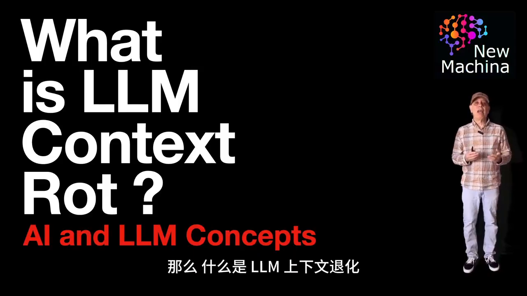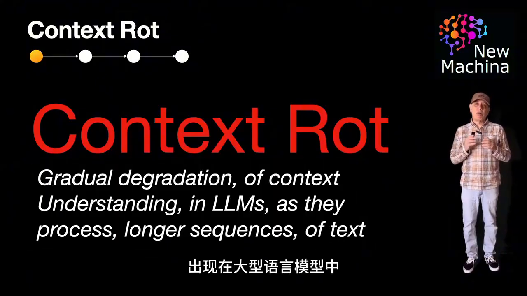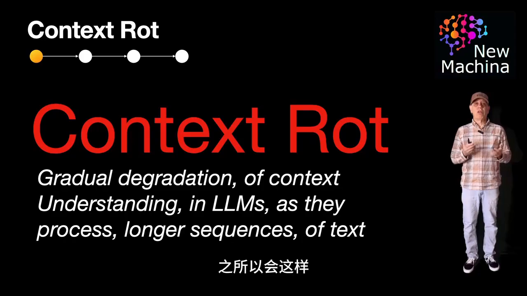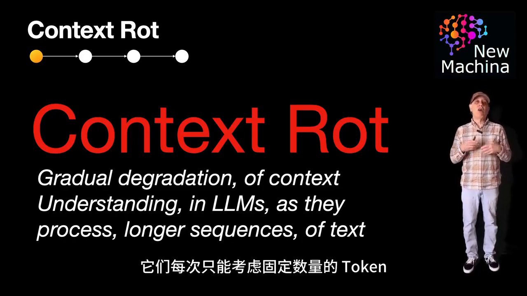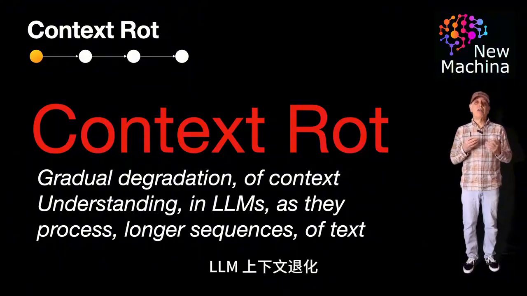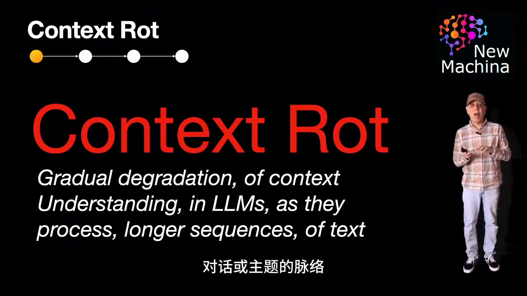So what is LLM context rot? Well, LLM context rot refers to the gradual degradation of context understanding in large language models as they process longer sequences of text. This occurs because LLMs have a limited context window, meaning they can only consider a fixed number of tokens at a time. In simple terms, LLM context rot is when a language model starts losing track of the conversation or topic over time.